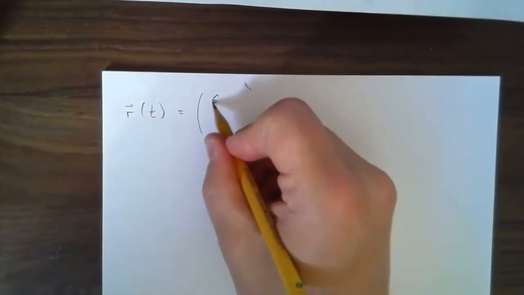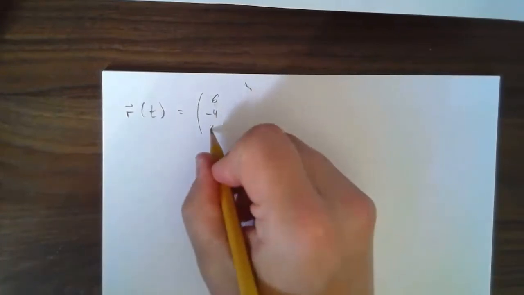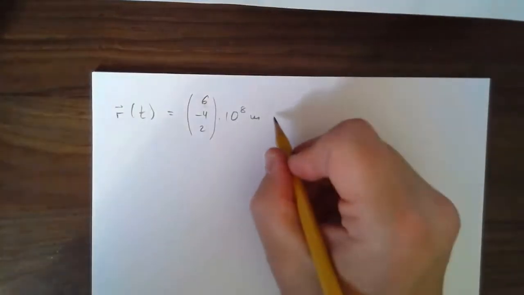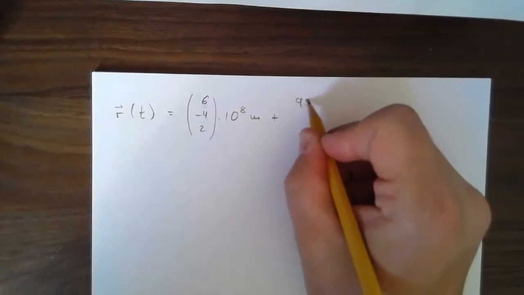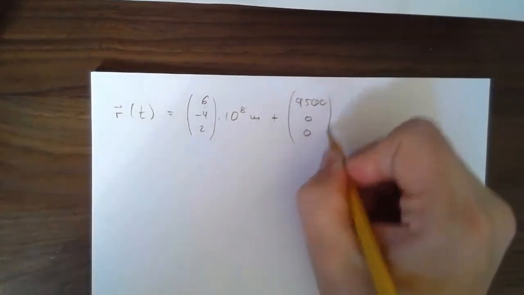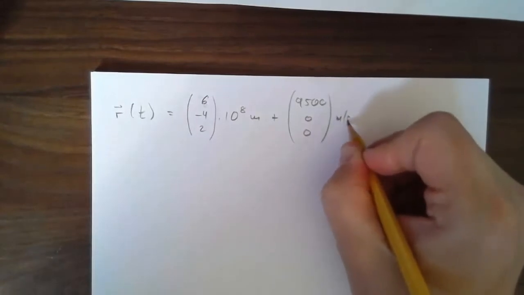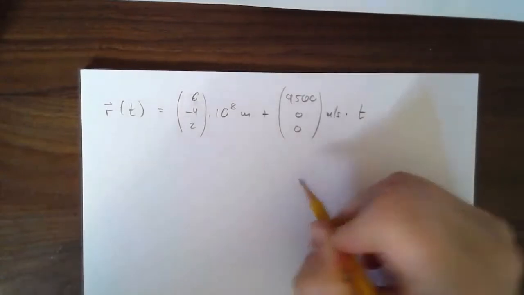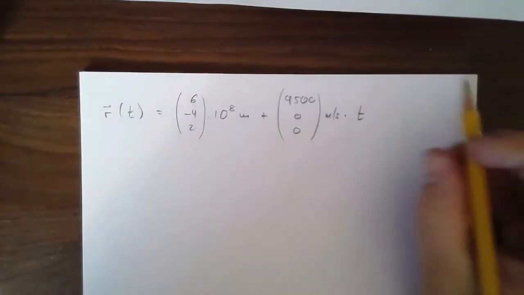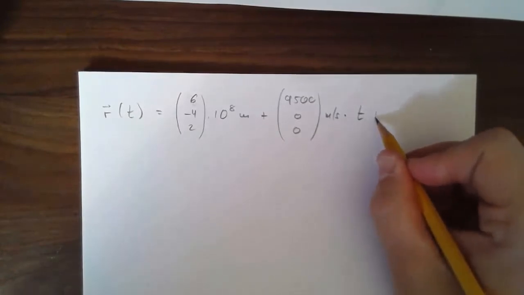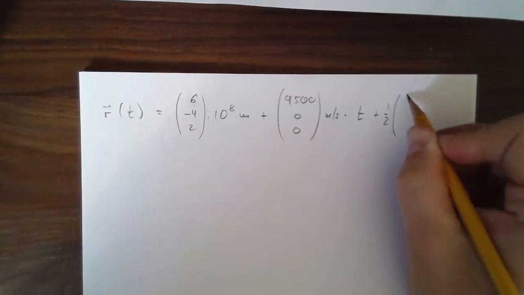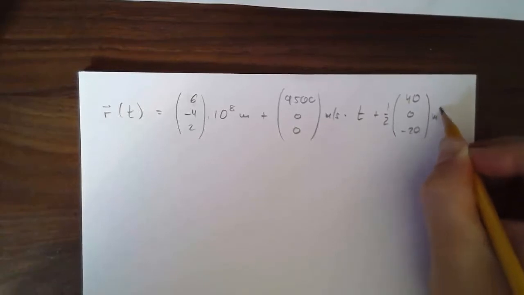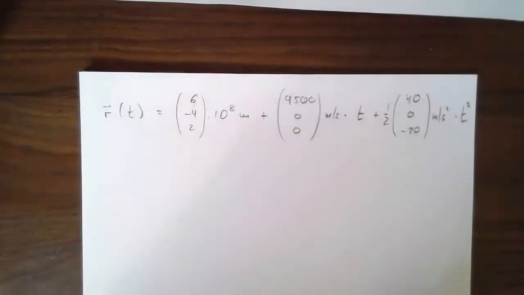So this was 6 minus 4, 2 times 10 to the 8 meters, then plus 9,500, 0 meters per second times the time, the time until the engines get shut off, and then I have plus 1/2 times 40, 0, minus 20 meters per second squared times t squared.